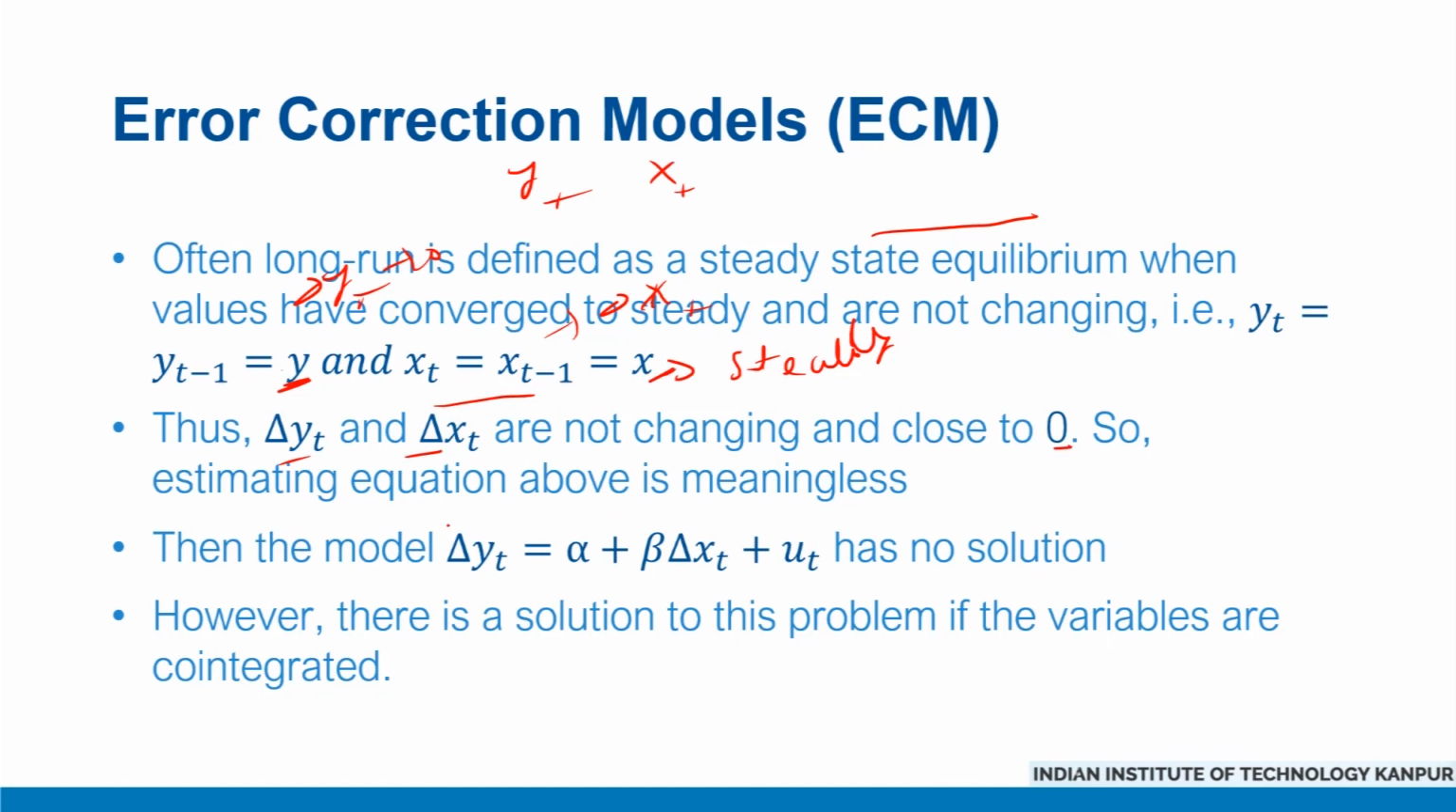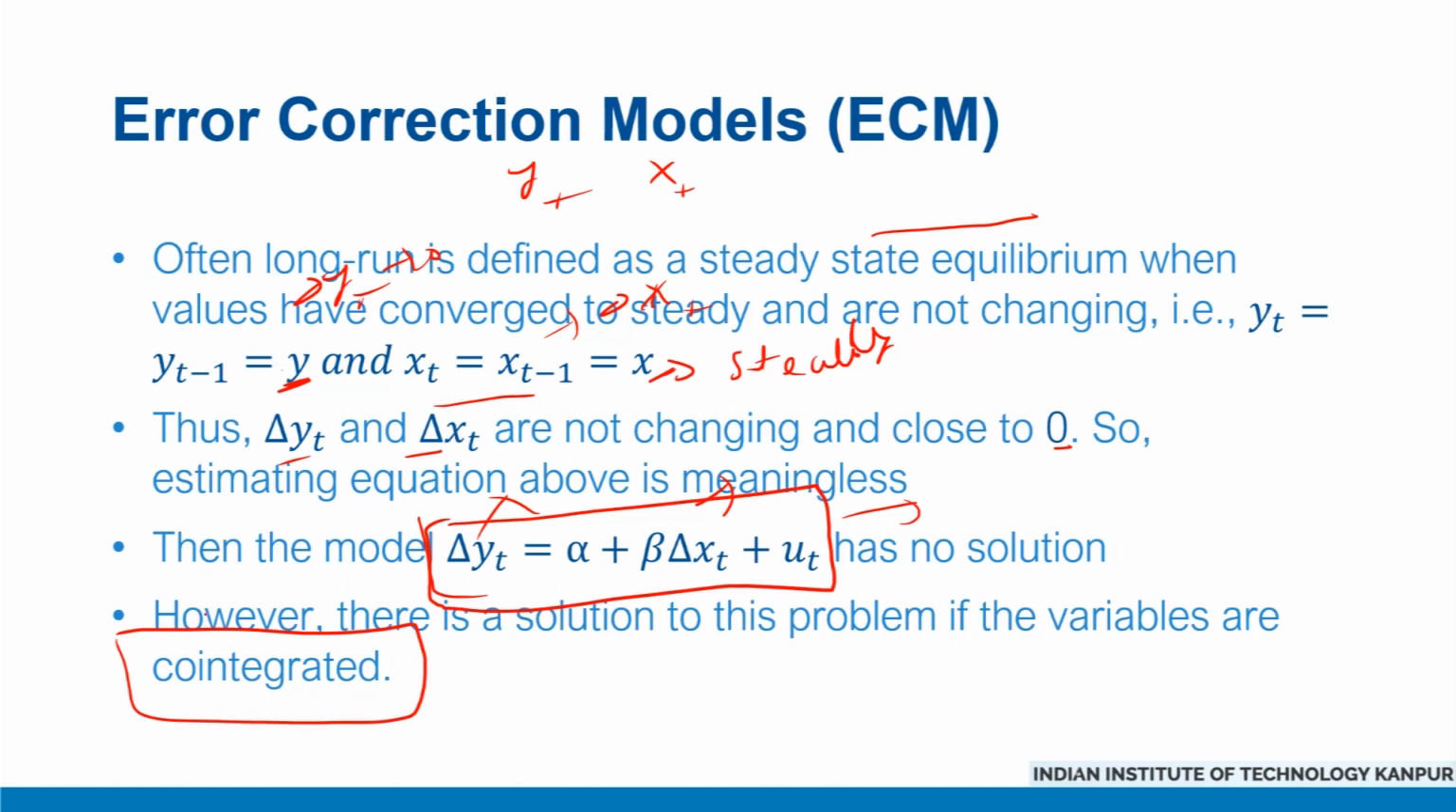So if you want to estimate this kind of relationship, that becomes meaningless, because then it has no solution, because delta YT and delta XT not only are not changing, they are close to 0. So there is no solution to such a problem. However, there is one solution to this problem where you can get not only the short term but the long term solution also, only and only if the variables are cointegrated. Let us see how.